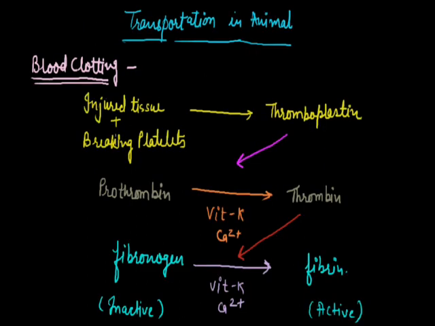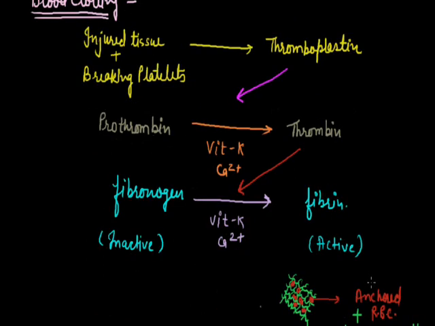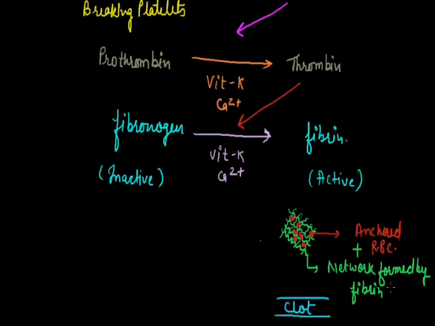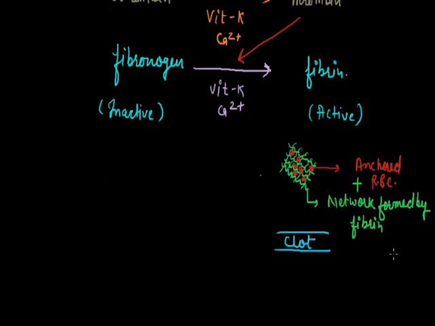So what happens in blood clotting? Injured tissue and breaking platelets release thromboplastin, which will behave like an enzyme for the next reaction. This is responsible for conversion of prothrombin into thrombin with the help of vitamin K and calcium ion. This thrombin will behave like an enzyme for the next reaction where fibrinogen is converted into fibrin. It's a fiber-like insoluble active protein which is responsible to form a mesh at the injury site. Now in this mesh, RBCs are anchored and a clot is formed.